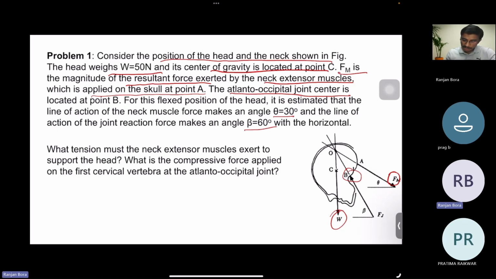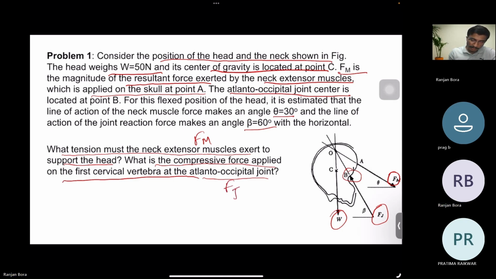So what are the unknowns here? Unknowns are the Fj and Fm. First, it is asking what tension must the neck extensor muscles exert to support the head. That means it is asking what is Fm. And the second is what is the compressive force applied on the first cervical vertebra at the atlanto-occipital joint. It is asking about Fj. So we have two unknowns here, so we will need two equations to solve this problem. So now I will solve it.